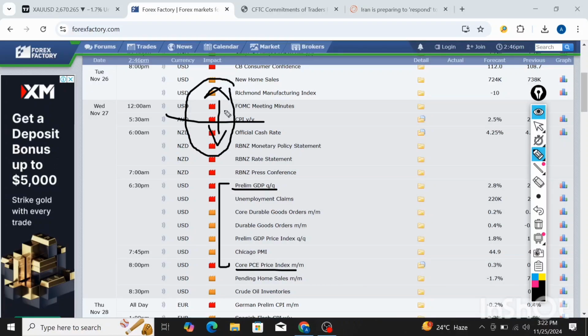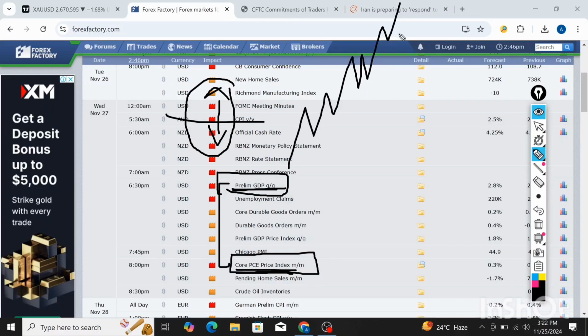There would be uncertain moves and you may lose your capital. So I would advise you to at least wait for these two data. These will give you the clarity. This will give you where the economy is heading, and this will tell you where the inflation is heading. These will give you clarity on where gold will head, either up or down.